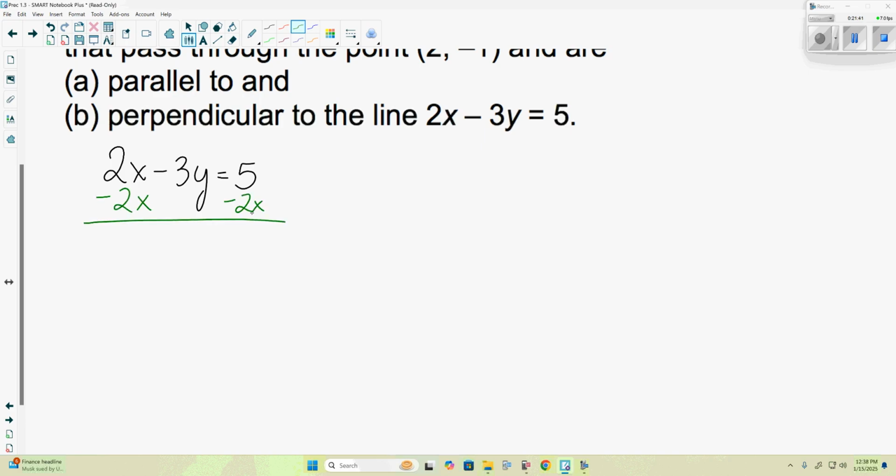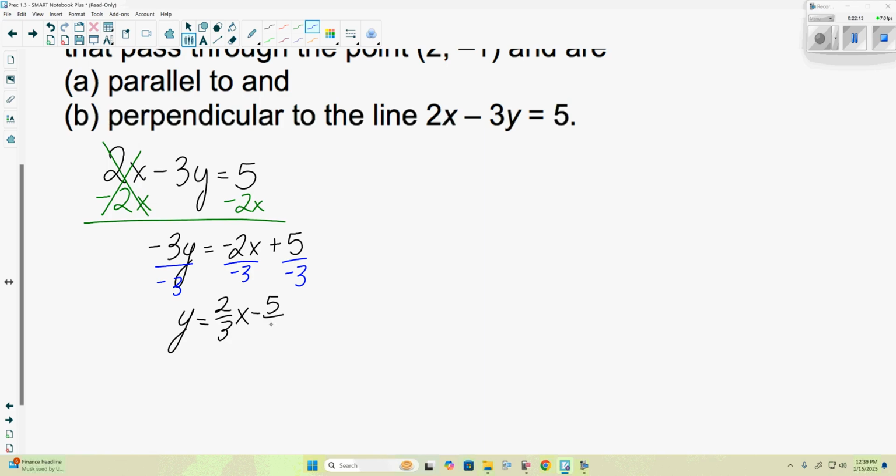So we can subtract 2x from both sides. And our 2x minus 2x tells us that -3y is equal to -2x plus 5. And lastly, we're going to divide everything by -3. -3y divided by -3 is y. -2x divided by -3, -2 divided by -3 is going to be positive 2/3 x. 5 divided by -3 is -5/3.